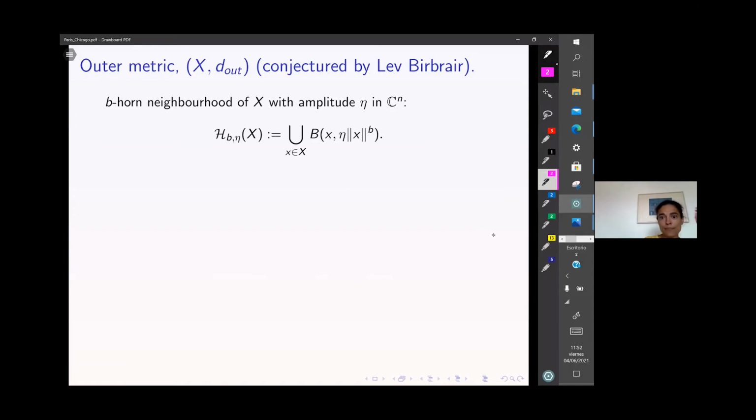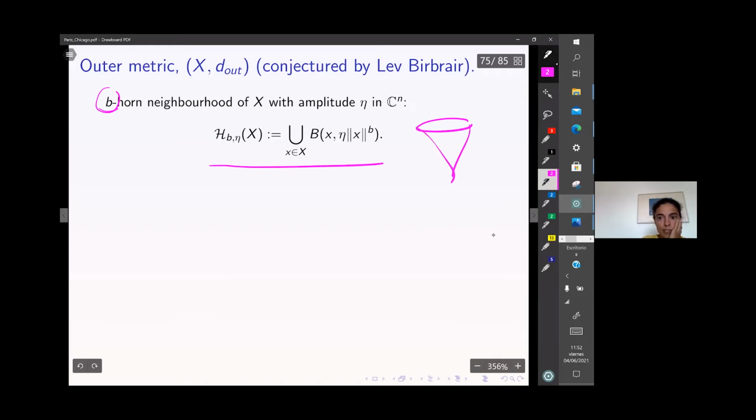For the outer metric, conjecture by left to right, we also see that the moderately discontinuous homology is equal to the singular homology of the link of a B-Horn neighborhood of X, so an adequate B-Horn neighborhood of X. Okay, we have to choose B. A B-Horn neighborhood is simply this: you have X, and for every point of X, we put a ball of radius the distance to the origin to the power B, affected by an eta that is not very important.